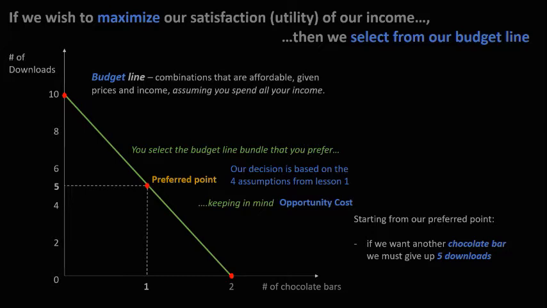So now we can begin to weigh that. Well, I like chocolate bars, although I like downloads, so for 1 more chocolate bar, am I willing to give up 5 downloads? Maybe or maybe not. Or if we go the other way and we think, you know what, I like downloads, I want another download. Well, the opportunity cost of a download is going to be 1/5 of a chocolate bar. So the process of opportunity cost can just confirm whether we've actually hit that point that is our preferred allocation.